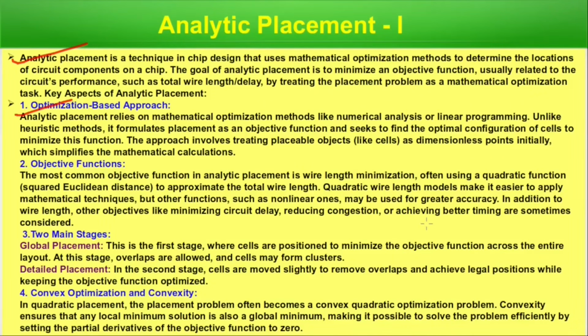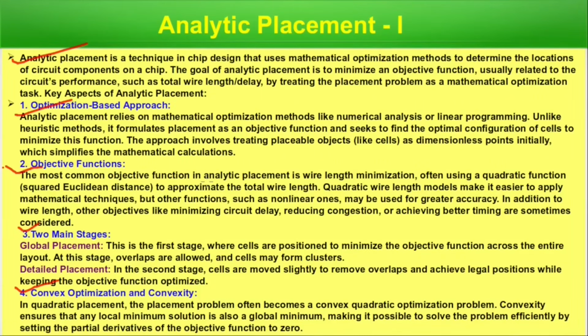Fourth is convex optimization and convexity. In quadratic placement, the placement problem often becomes a convex quadratic optimization problem. Convexity ensures that any local minimum solution is also a global minimum, making it possible to solve the problem efficiently by setting the partial derivatives of the objective function to 0.